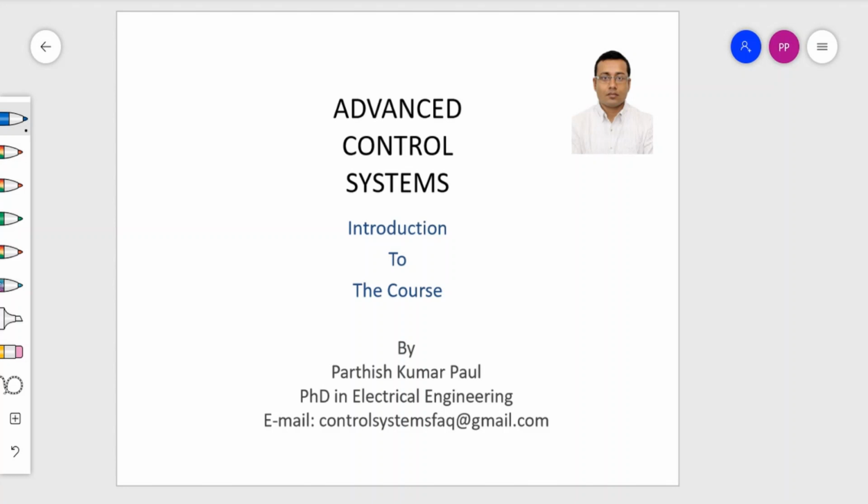The first unit is basically your introduction towards the computational approach. Then the second unit will give you more into the computational approach, that is the digital approach in the control system applications. Then we will learn about nonlinear systems and another advanced topic of control systems, that is the adaptive control system.